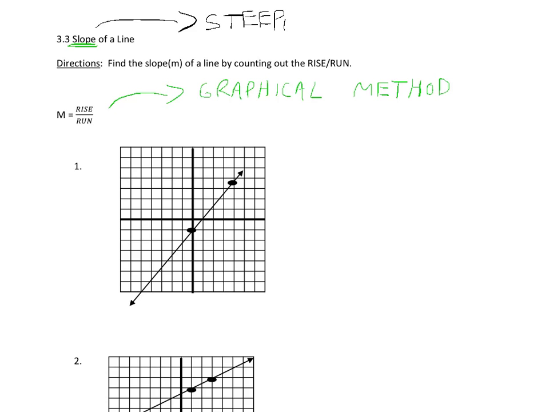You know, like if you go skiing, off of a hill, off of a mountain, the steeper it is, the faster you're going to go. That's what we're going to look at in a line. We're going to look to see how steep the line is.